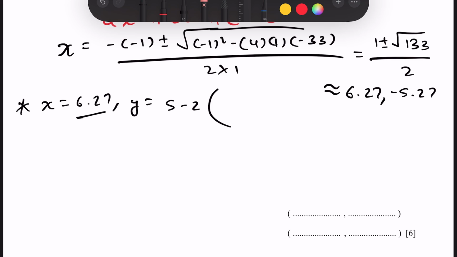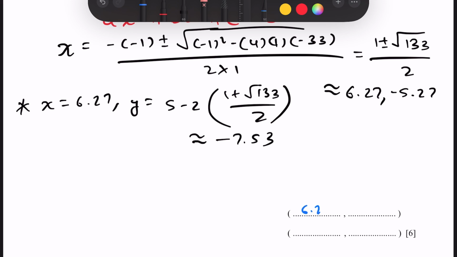If you sub in 6.27 into this, the mark scheme might not support this in future questions that you might get, because they might expect you to use the actual value of x, the real value, which is equal to not 6.27 but 1 plus square root of 133 divided by 2. And this, when rounded, is equal to 5 minus 2 times 1 plus square root of 133 divided by 2, which is negative 7.53. So let's put our first point, 6.27 and negative 7.53. Over here, rounding is fine because this is our final answer. We can round our final answers, but for intermediate answers, let's not round them.